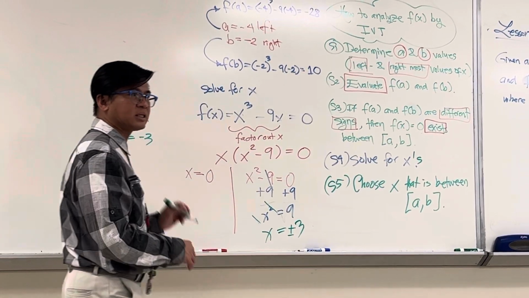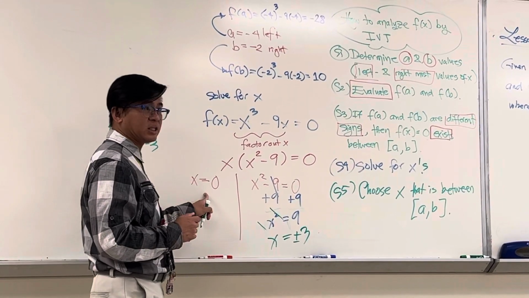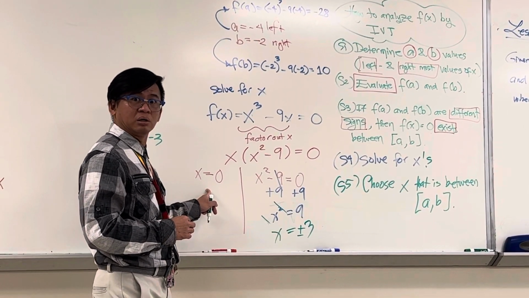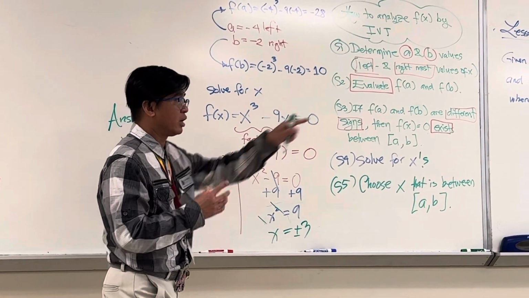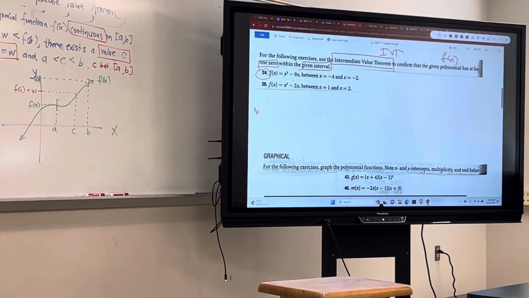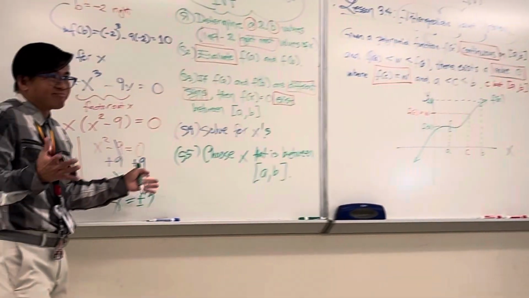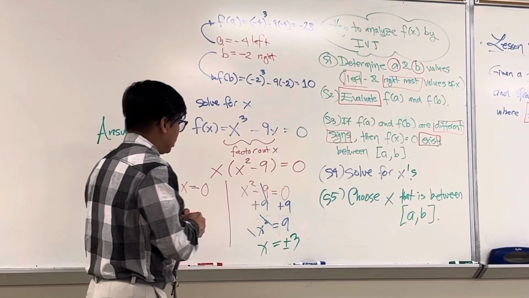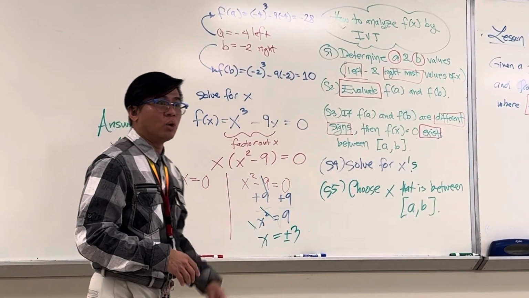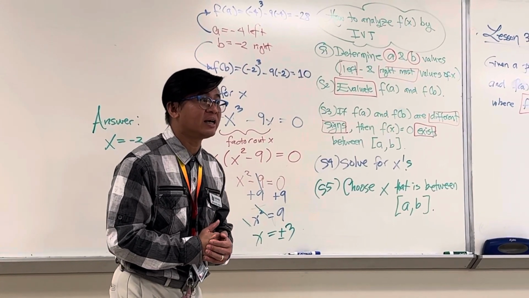Right? Why x equals -3? Why not x equals 0? It's not in between -4 and -2. Again, it says in there, in between. You see the word between, right? Why not +3? Well, again, it's not in between -4 and -2, right? So only -3. Are we good, guys?